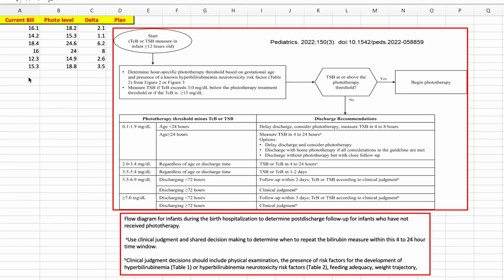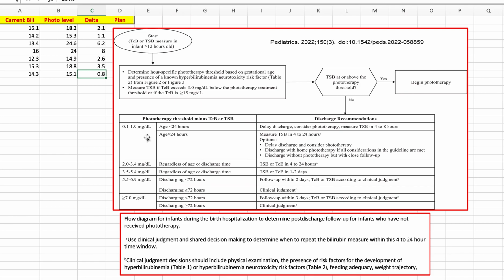Talk about this simple Excel sheet, where I can show you how this helps in making a discharge plan. For example, a baby who's going home and the bilirubin is 14.3, and you check on the graph and the phototherapy level is 15.1, based on the risk factor or non-risk factor, and you just go there. So now your delta is 0.8.